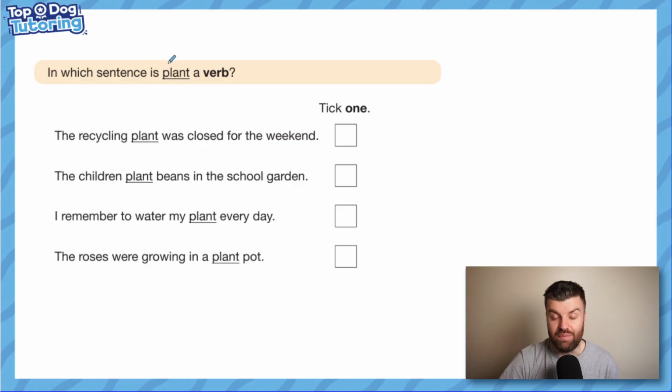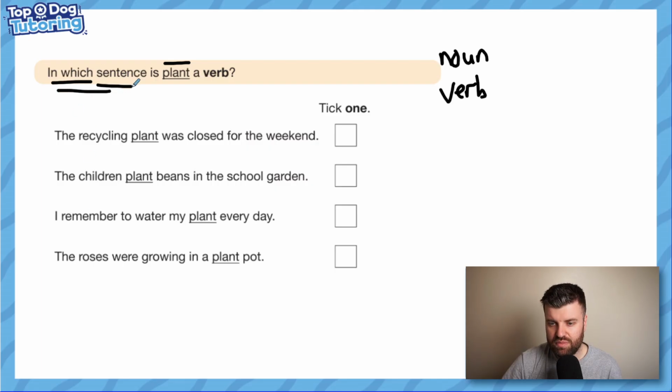In which sentence is plant a verb? Now, again, this is ticking, but I've put this in for a reason, because there are a lot of words out there in the English language where, depending on how they're used in a sentence, can actually change what word class they are. The word plant can be a noun, like a garden plant. It can be a verb, to plant something. Now, here we have 4 sentences. Only in one of them, because it says tick 1, is plant used as an action, a verb, and not a noun. Can you find it before the timer runs out?